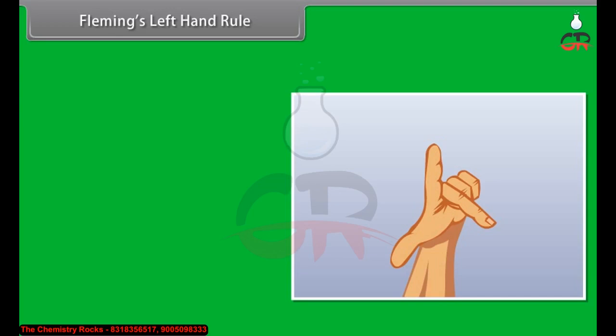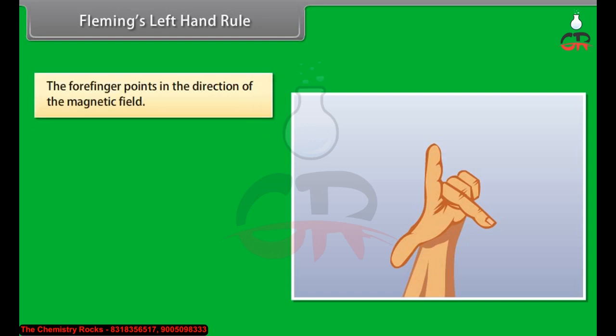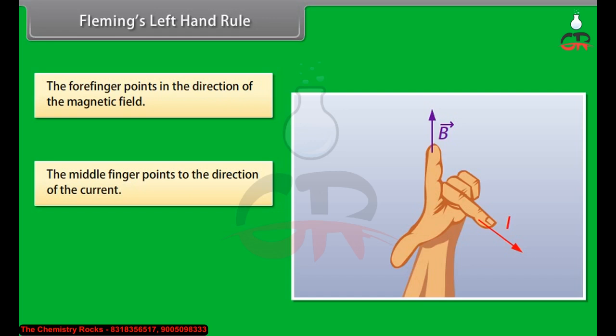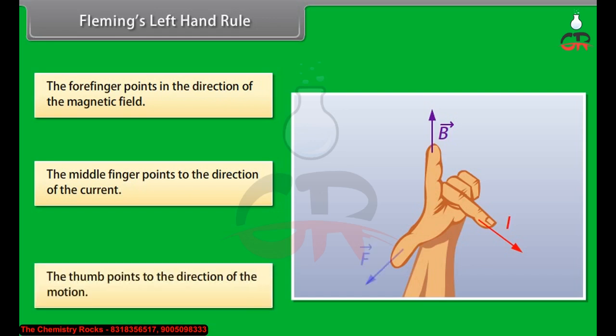Fleming's left-hand rule is a mnemonic to represent three directions. You need to stretch your thumb, forefinger, and middle finger of your left hand. Each finger points to a specific direction. The forefinger points in the direction of the magnetic field. The middle finger points to the direction of the current. The thumb points to the direction of the motion. This is Fleming's left-hand rule. Examples include woofers, subwoofers, electrical actuators, etc.